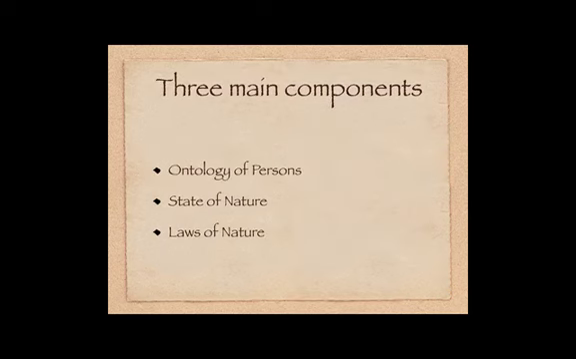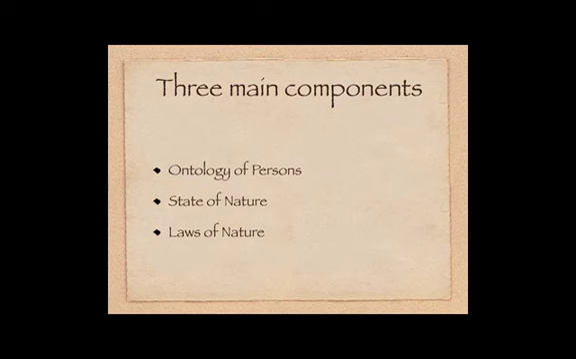Now, for the Hobbesian contract theory, and this is the one that's presented in your textbook, there are three main components. There's an ontology of persons, and essentially an ontology of persons is just a fancy way of saying what people are actually like. So an ontology of persons describes what motivates people, their psychology, their makeup. Hobbes has a very definite view of what people are like, what motivates them, what their interests are, and that's going to be an essential part of his contract theory.